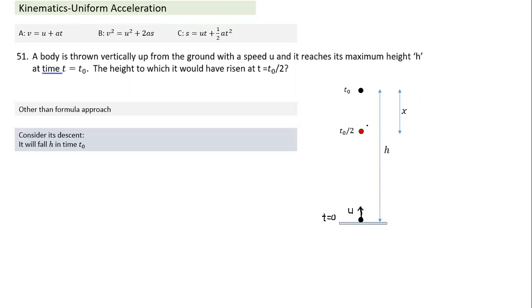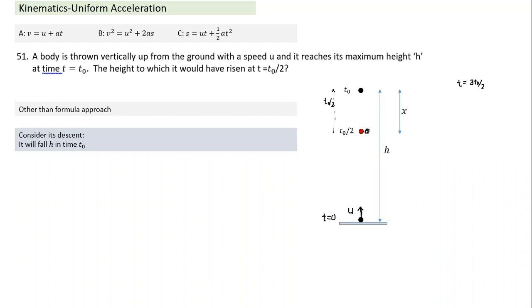So what happens here? What has happened from 0 to t0 by 2? It has reached this point, and from here it has taken how much further time? From the red dot to this point, it has taken a further time t0 by 2. So what will happen after it has taken time t0? It has reached here. So what will be its position at time t equals 3t0 by 2? At t equals 3t0 by 2 it has fallen for a time equal to t0 by 2, and it will come back to the same point.